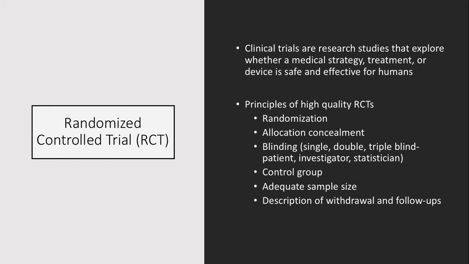Blinding, meaning that maybe the subject was blinded. Double blinded means that the subject and the researcher or the data collector were blinded. Or triple blind is where you might have the patient, investigator, and a statistician blinded to their group assignments. They usually have a control group. They also will have an adequate sample size based on a power analysis, and they have a clear description of withdrawals and loss to follow-ups.